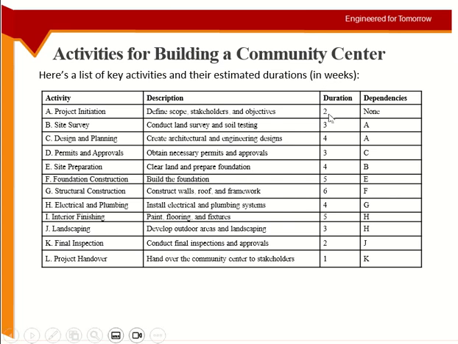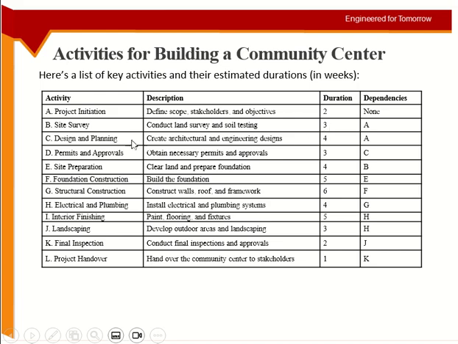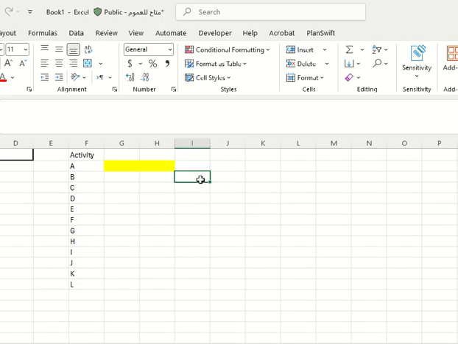In weeks, the first task takes 2 weeks. So let's say each of these columns is a week, so this one takes 2 weeks. Then after this one, site survey can start and design and planning can start. Both of them depend upon A, so once A is done, they both can start together. I don't see any other dependency for them. So B and C can start together. B takes 3 weeks and C takes 4 weeks.